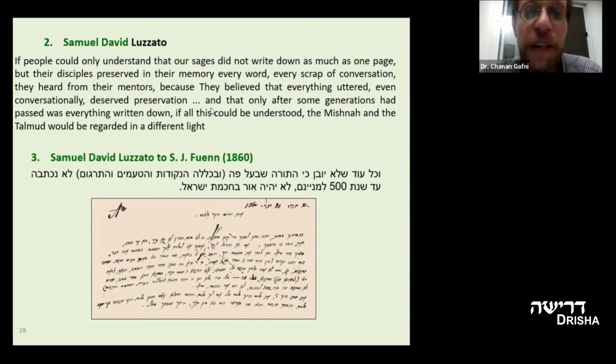Side point, and I'm done. Scholars today actually believe that the Torah Shebe'al Peh, the oral law, was only put into writing at some time in the period of the Geonim. In other words, 800 or 900 CE. So the approach that Luzzatto presents is actually very common even nowadays. It's not something that only belongs to the 19th century, but it is held for various reasons, not necessarily the same reasons that Luzzatto felt the need to say that.